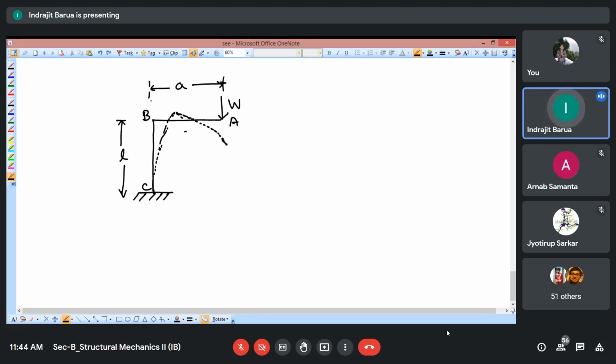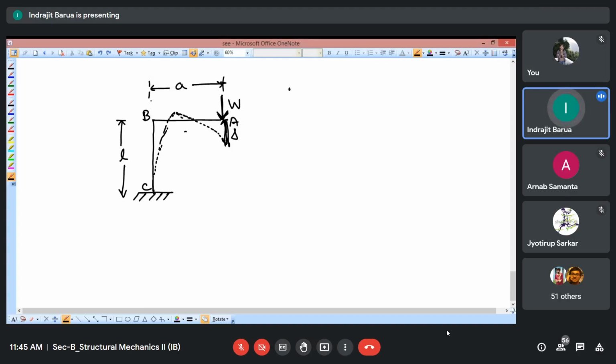And I am saying that I am only interested to know this displacement, this delta, because I am taking a relationship between W and delta, and obviously the horizontal displacement will be there. We are considering it negligible, and we are finding out in the same direction how much vertical displacement we are getting. So this W and this delta we will be relating with respect to A point, because that is the point where it is acting.